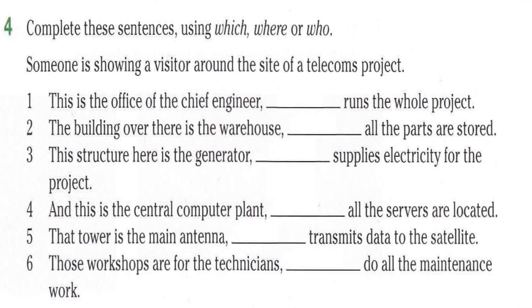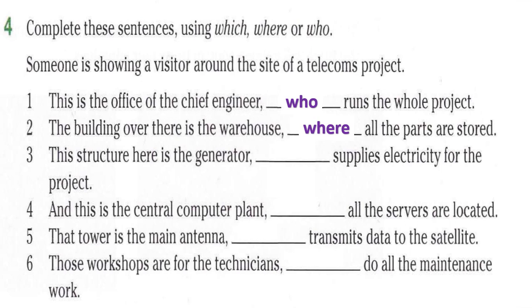Welcome again, my dear students. Now let's check your answers. This is the office of the chief engineer who runs the whole project. I'm talking about a person here, so I will use who. Number 2, the building over there is the warehouse where. Here we are talking about a place, so we will use where.